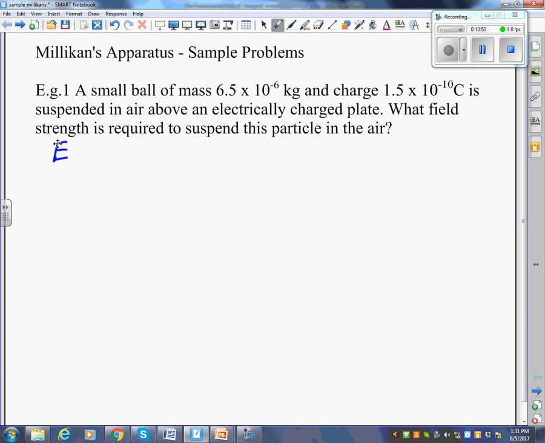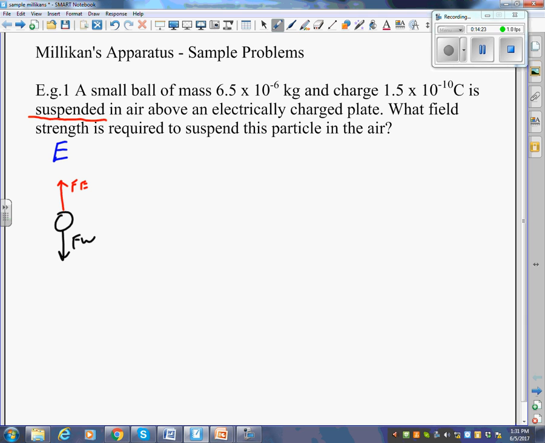E equals Fe over Q, you're right. Do we have Fe? Fe stands for electric force. We don't have the Fe. Let's draw a picture. We've got a small ball, and its gravity is pulling it down, and the electric force is pushing it up, right? And the key word in the problem is suspended.